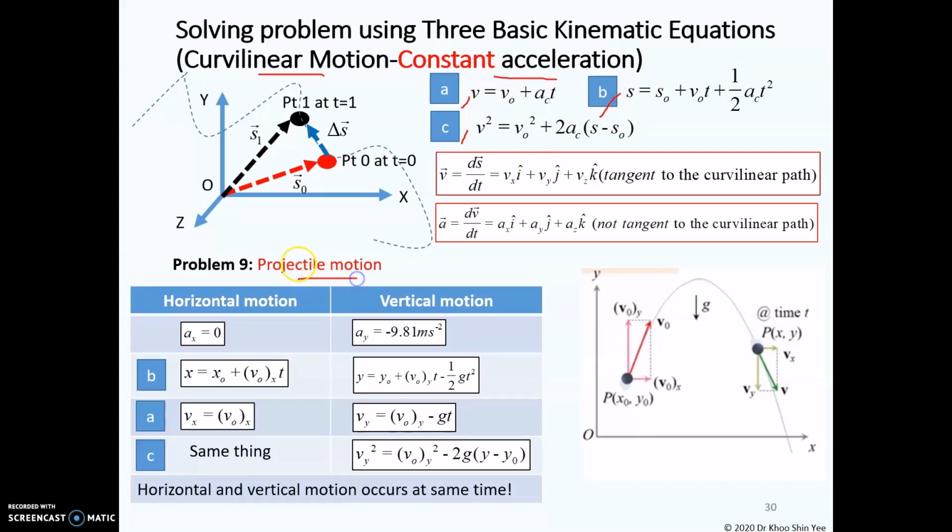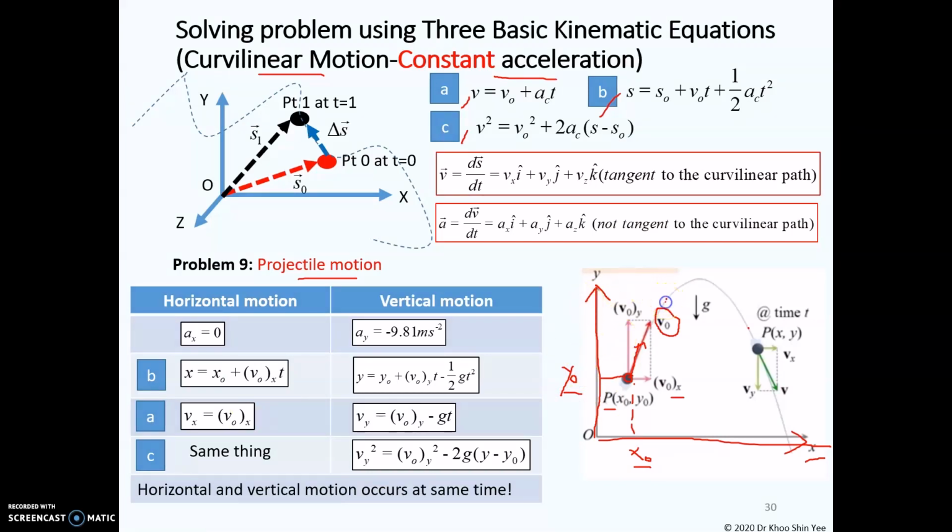In this problem 9, we have the projectile motion where you throw the ball at a particular angle. This is called the initial velocity, and it can be separated into a horizontal component. Since your horizontal axis is the x-axis, we can let it be v0x. And for the vertical axis, the y-axis, the vertical component of the initial velocity is v0y. The initial position for the ball is P, and the position is given by x0 and y0 here.